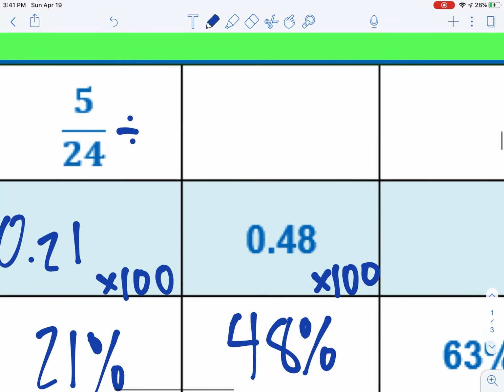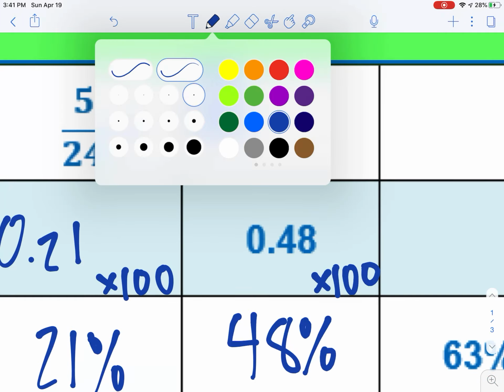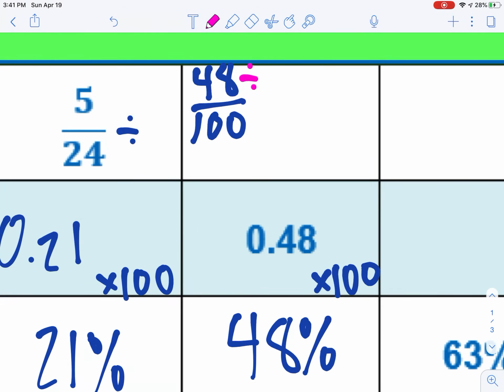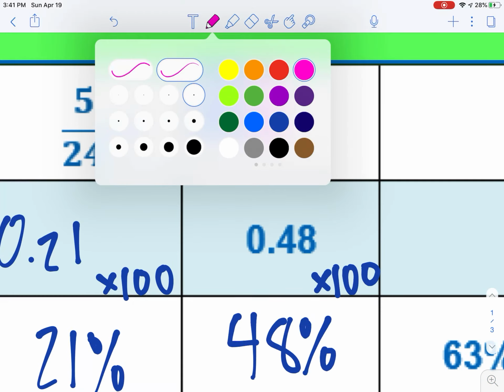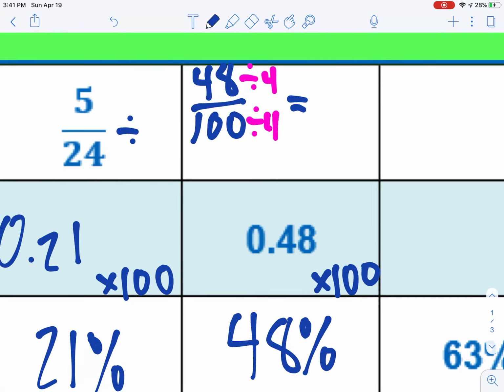I'm going to take 48% and turn that into a fraction, which means I'm going to do 48 over 100. And I need to make sure that this is simplified, so I'm going to divide these both by 4. And 48 divided by 4 is 12. And 100 divided by 4 is 25.